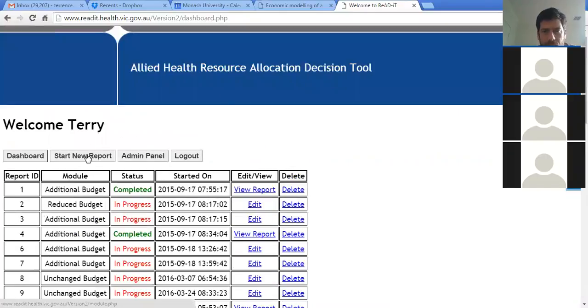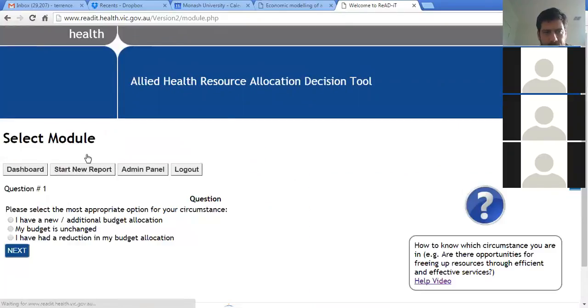So let's go to the Start a New Report button. And here you have the first question in the ReAD-iT, asking which version of the ReAD-iT you're going to end up using. Is it the one where you have a new budget, one where you have a budget that's unchanged, or one where you've had a reduction in your budget? Today we're going to go through the budget that is unchanged.